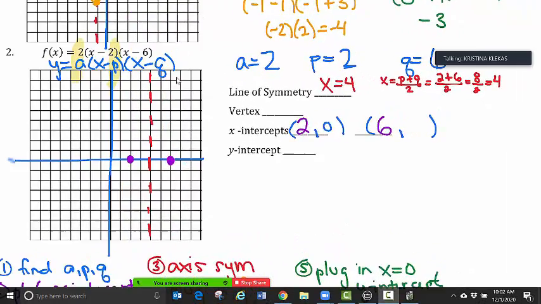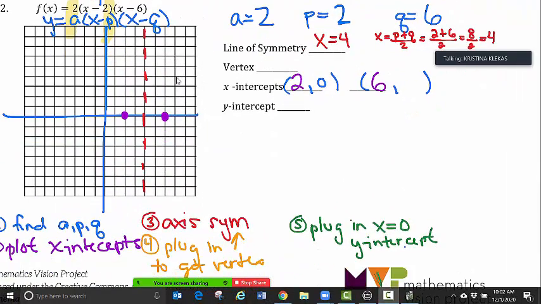All right. Does anybody want to volunteer for me then how I find my vertex? Now, I will tell you since we're online, right? It says plug in the axis of symmetry. So we're going to write our equation, but everywhere there's an x, I'm going to put in 4.